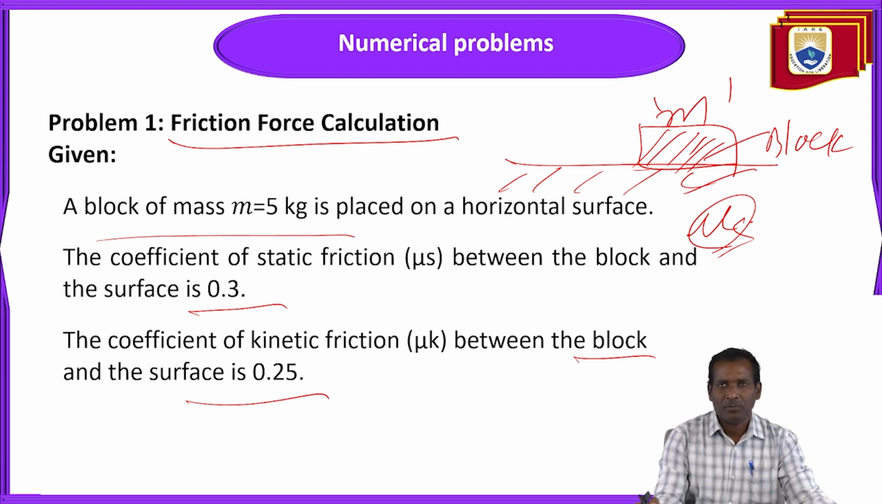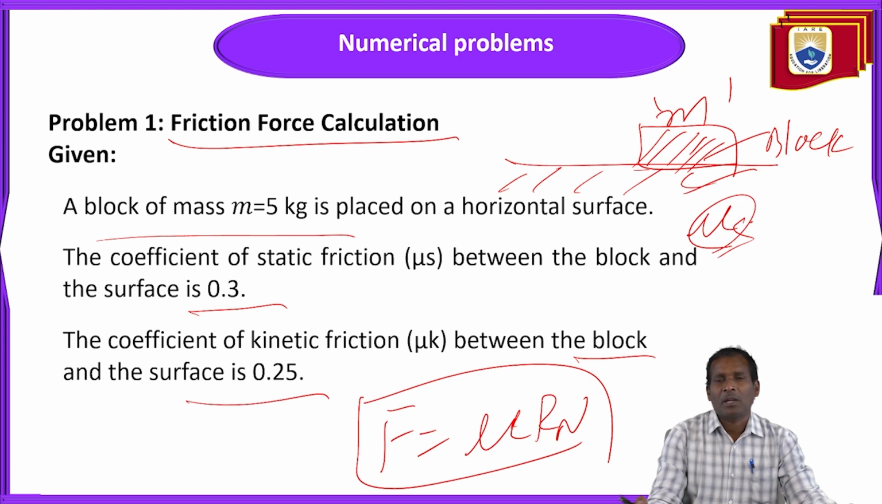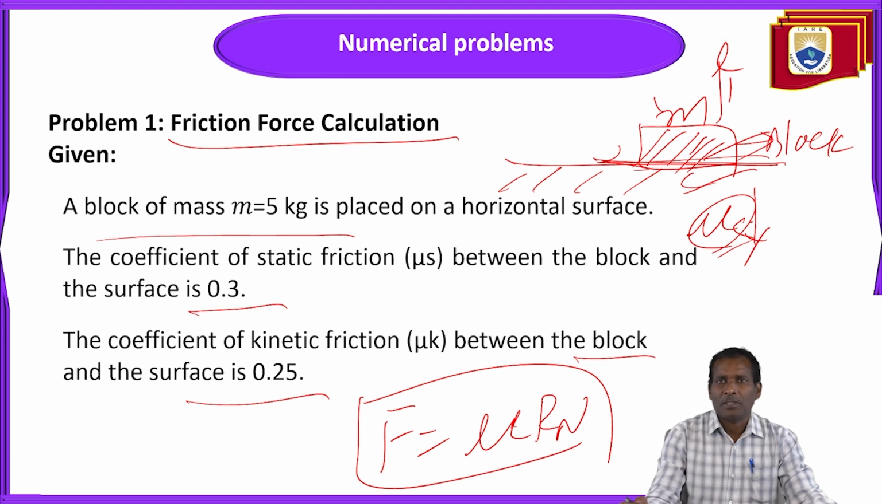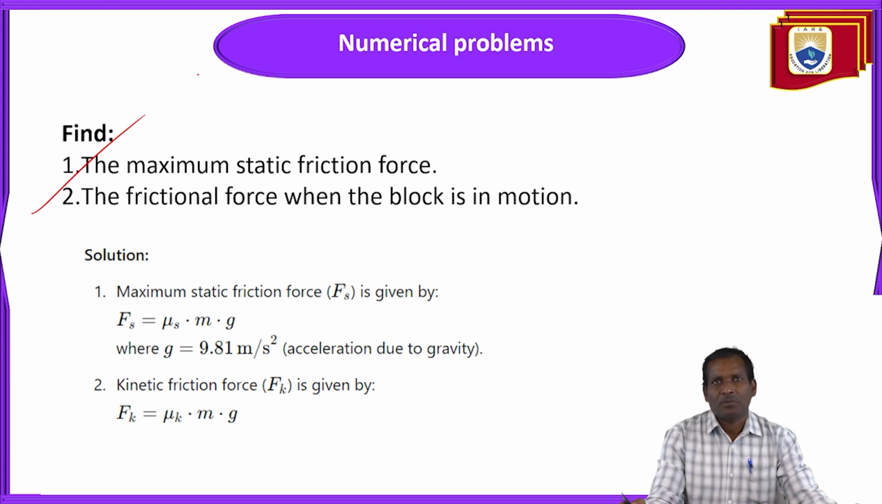How do you calculate the frictional force? You know the frictional force is the coefficient of friction multiplied by the normal reaction force R. This normal reaction force acts opposite to the gravitational force, and then this is the frictional force. So, the frictional force is calculated by multiplying with the coefficient of friction. Here, what he has asked is the maximum static frictional force, and then the frictional force when the block is in motion, that is the kinetic friction. The first one is static friction, when the block is stationary.